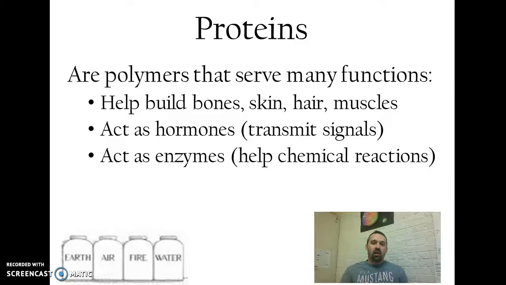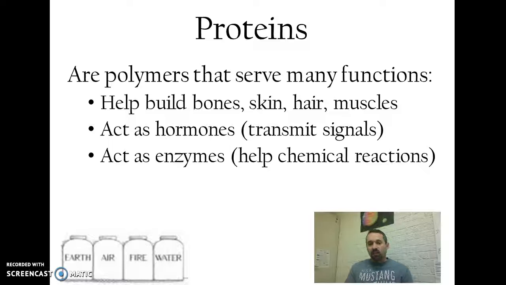So we've got proteins. These are polymers that serve many functions, such as building bones, skin, hair, and muscles. Yes, your hair is made of proteins. They act as hormones, and hormones are like your nervous system. They transmit signals, but instead of sending signals from one part of your body to your brain, they may send a signal from your kidneys to your stomach, or from your thyroid to your stomach. Those hormones travel throughout your body in the bloodstream, and they send signals from one organ to another.